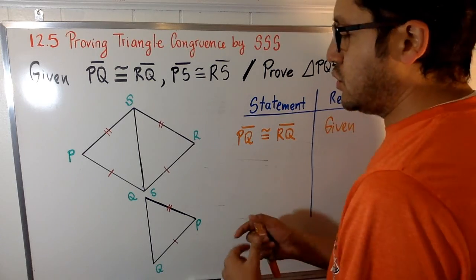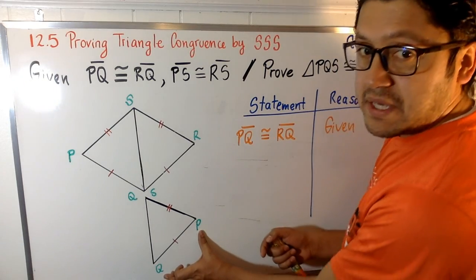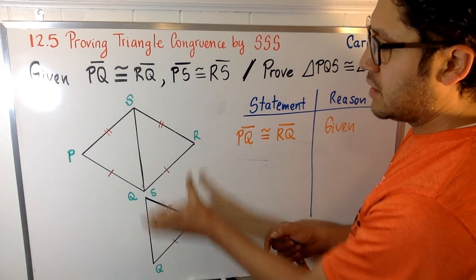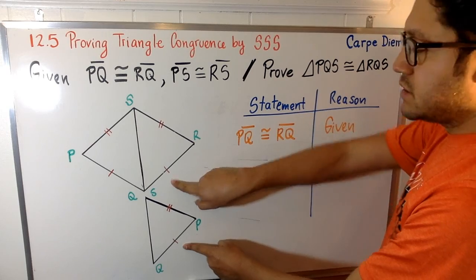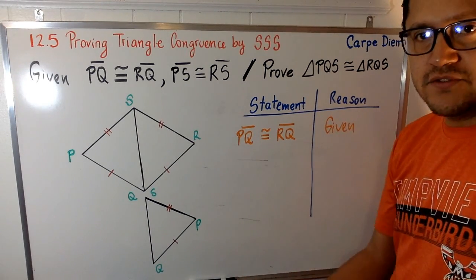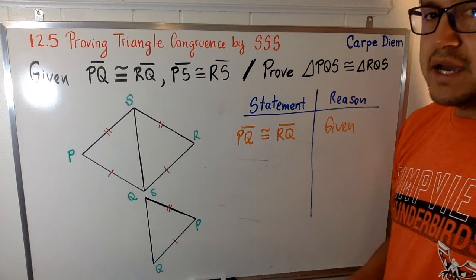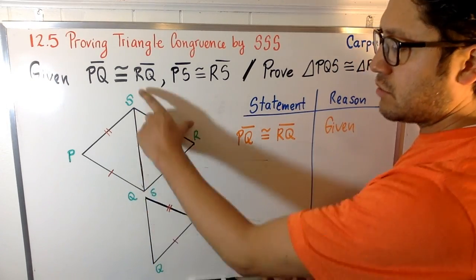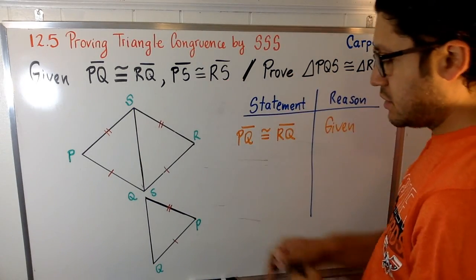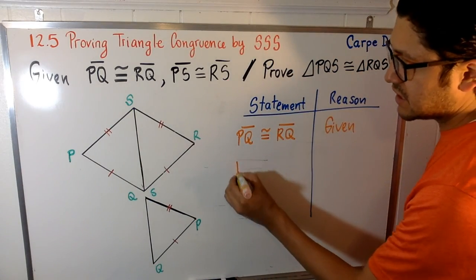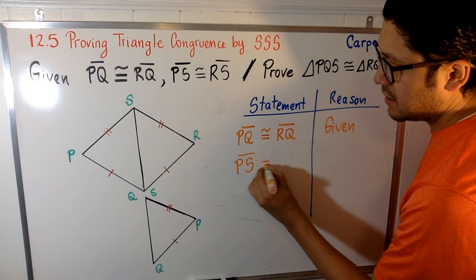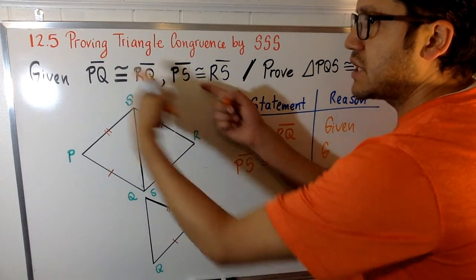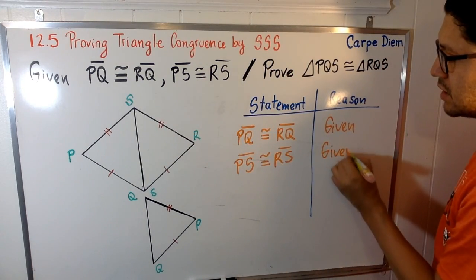When you see that, you can see, for example, that PQ corresponds to RQ, and they are congruent. That is why I am identifying them that way. With that in mind, I can also see that PS and RS are corresponding and they happen to be congruent. It means they have the same length. So this is the second thing I can say: PS and RS are congruent, and this is information I was given at the beginning of the problem.